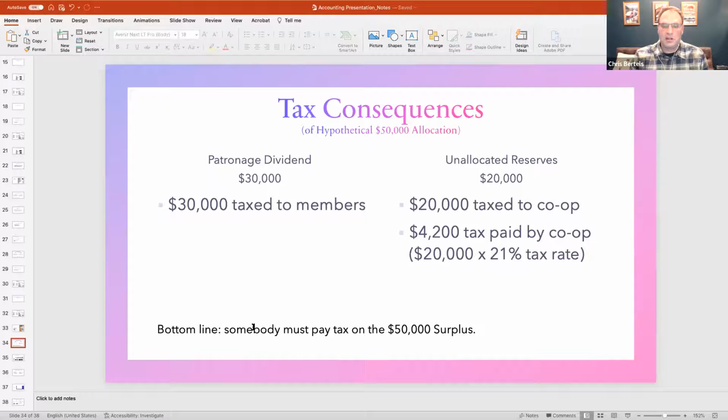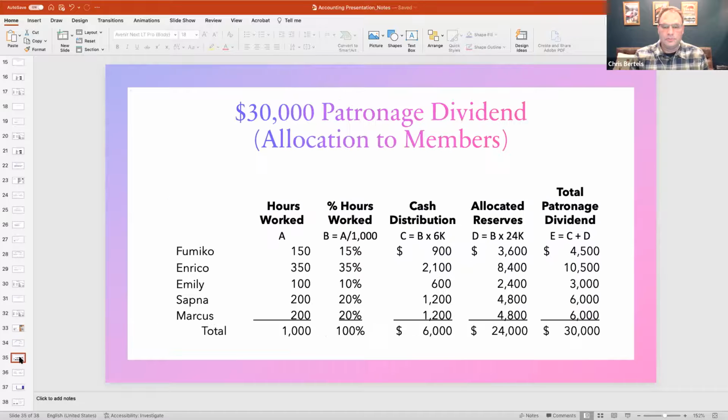I guess the bottom line is if you have a $50,000 surplus, somebody has to pay tax on the $50,000 surplus. It's going to be either the members in their capacity as individual people, or the co-op. Somebody has to be taxed essentially. Okay, so this looks really complicated because it's got a lot of numbers on here, but it's actually not that complicated.